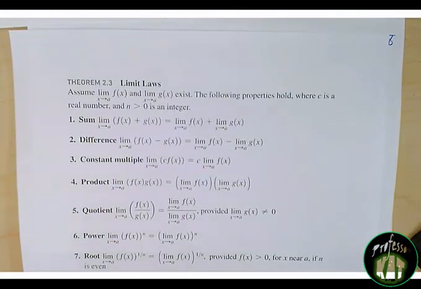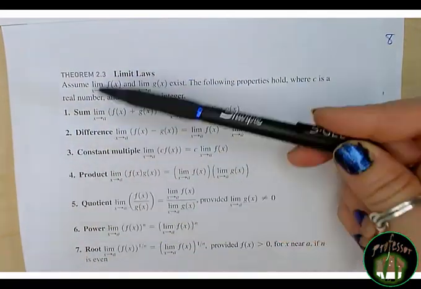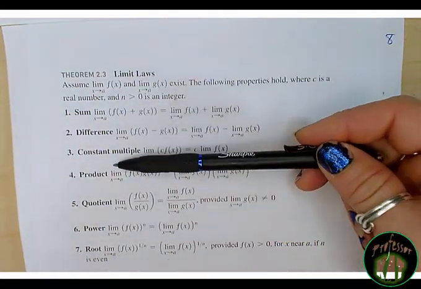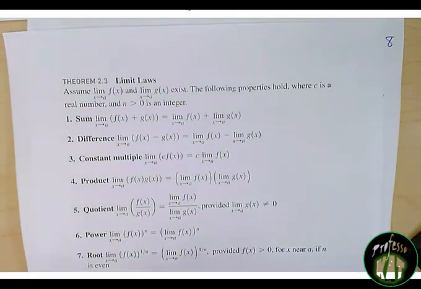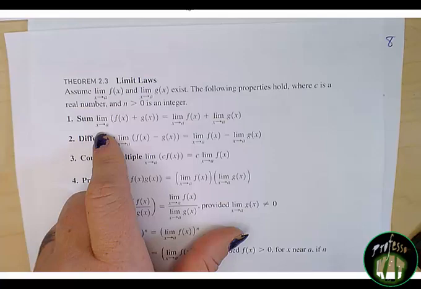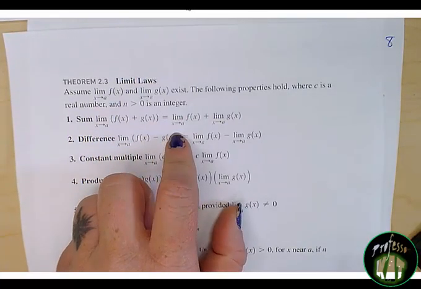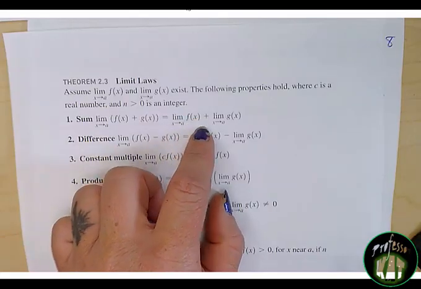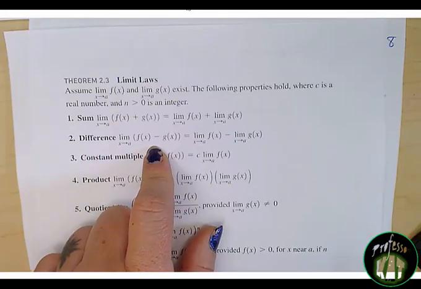So let's talk about the limit laws. There's 7 different limit laws as we can see here: the sum, difference, constant, product, quotient, power, and root. They detail out rules, like the sum rule says the limit as x approaches a of f of x plus g of x is just the limit as x approaches a of f of x plus the limit as x approaches a of g of x. Same thing follows as it's a subtraction.